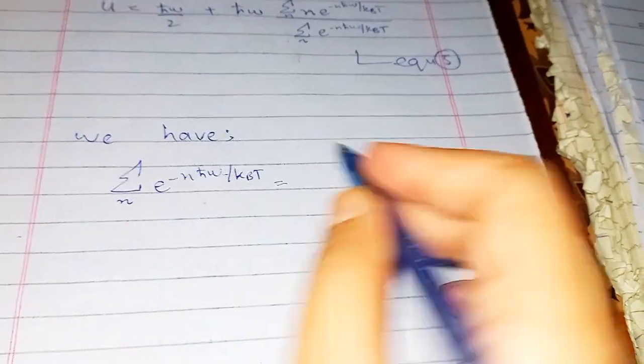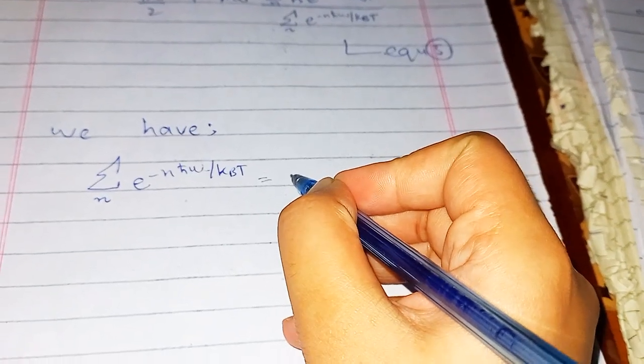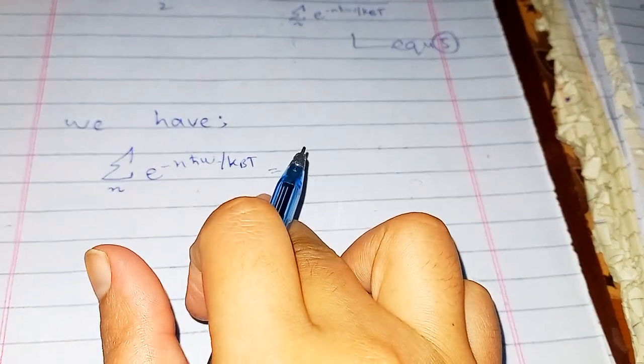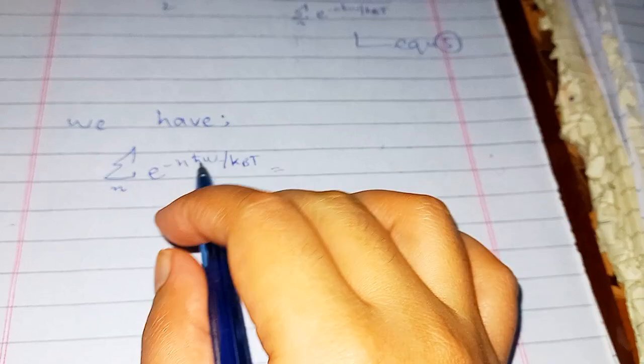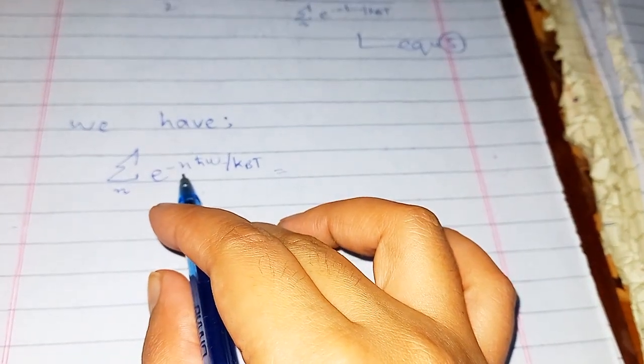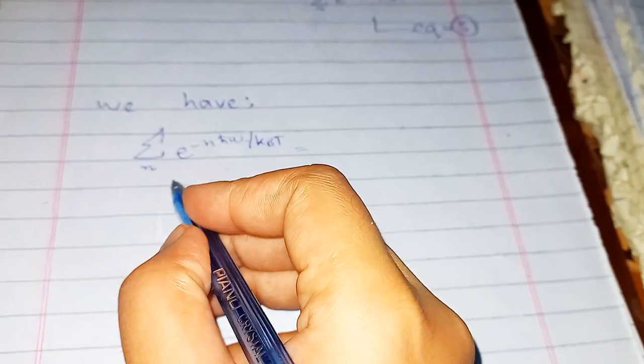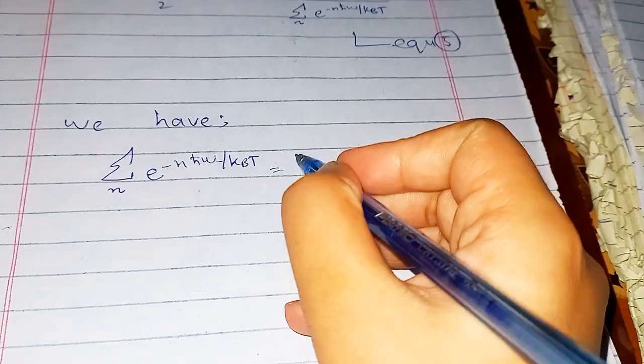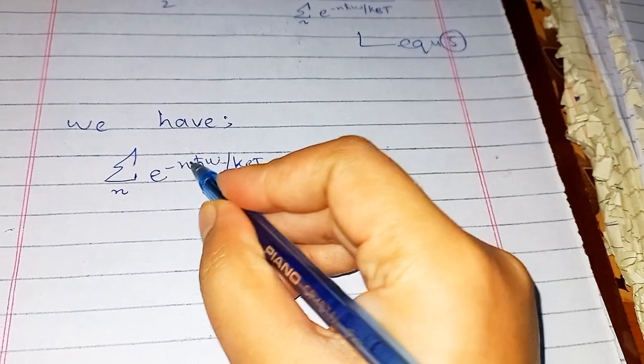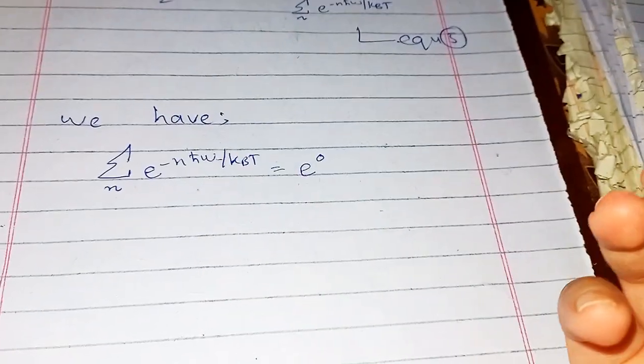So this is the summation, and if we expand this summation into a series, then we just need to put the value of n starting from 0 to infinity. So first of all we'll put the value of n equal to 0, so it's e to the power 0.